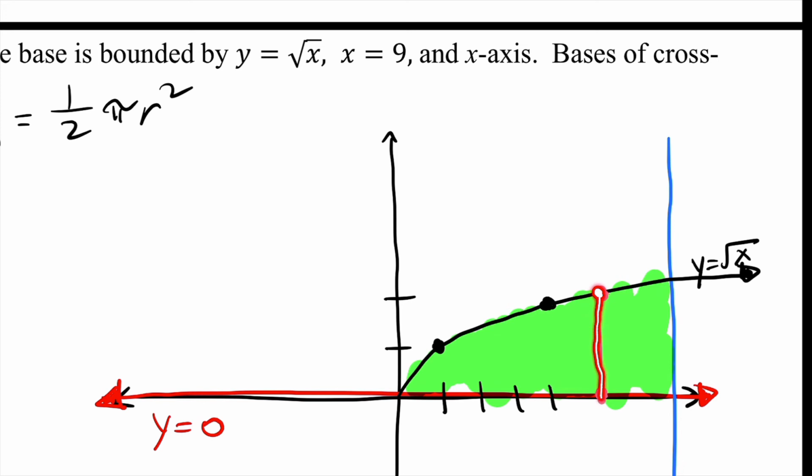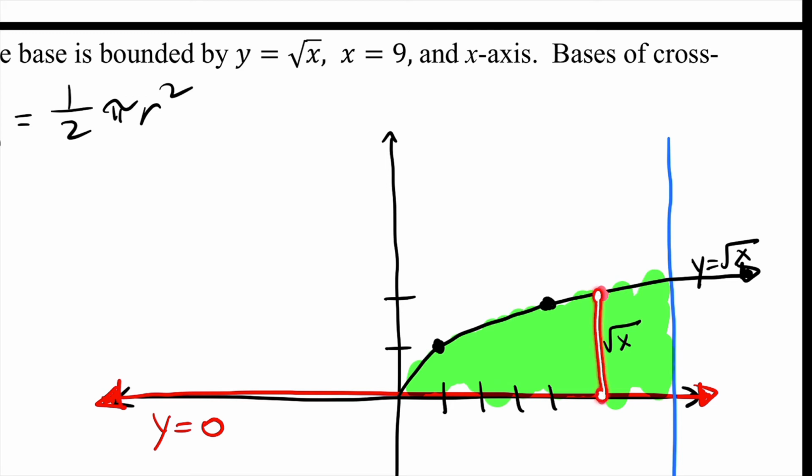I know that this length here is the square root of x because we just figured that out on the last problem. What does that represent for a semicircle? What does this length represent? Not the radius. It represents the diameter, the whole way across, right?